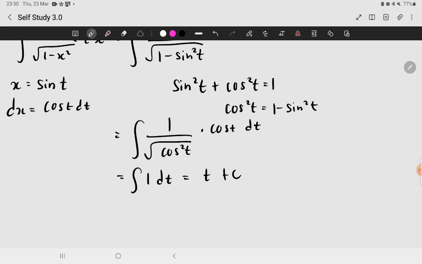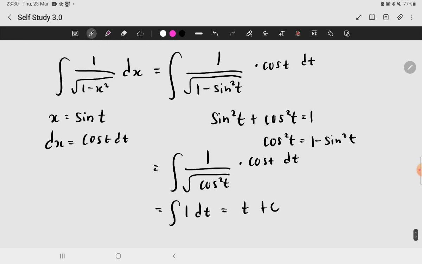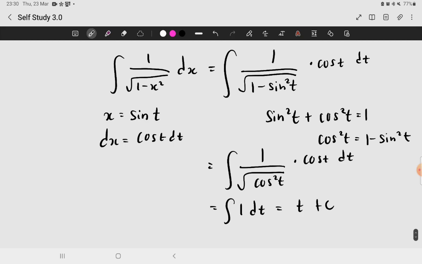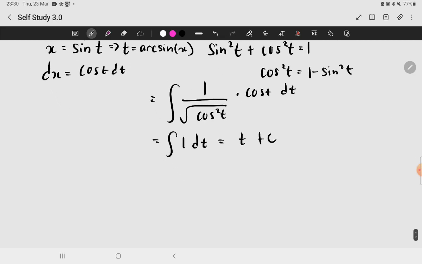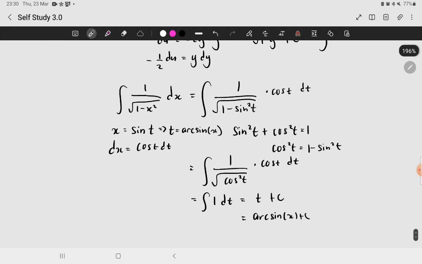Now what you're going to do is express this term in terms of x. By taking the inverse, you will obtain t is equal to the arcsine of x. Now, back to the resulting integral, resubstituting the value t, it will be the arcsine of x plus c. Here's how you obtain it.